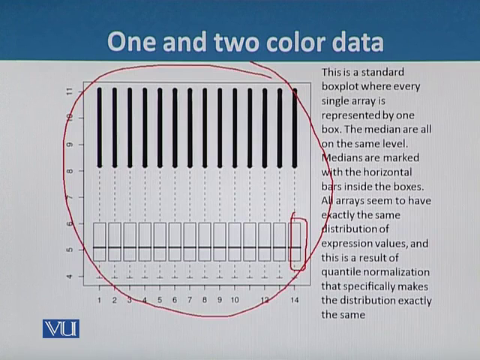The medians are all on the same level. Medians are marked with the horizontal bars within the boxes. All arrays seem to have exactly the same distribution of expression values, and this is the result of quantile normalization, which specifically makes the distribution exactly the same. So after normalization, we have checked that the quality of the data after normalization is perfect.